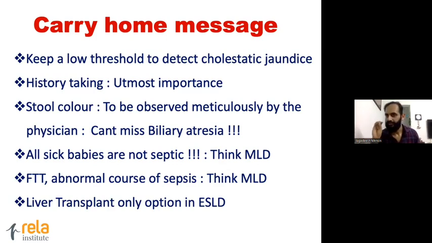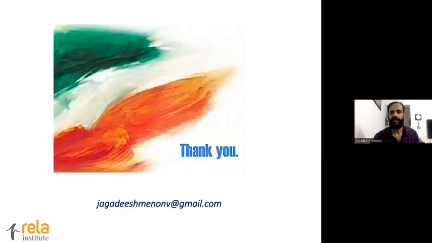If a child has severe failure to thrive and there is an abnormal course of sepsis, we are giving antibiotics and the child is not recovering, then we need to think of metabolic liver disease. And when they have end-stage liver disease or a refractory metabolic crisis, the final option for treatment is only liver transplantation.